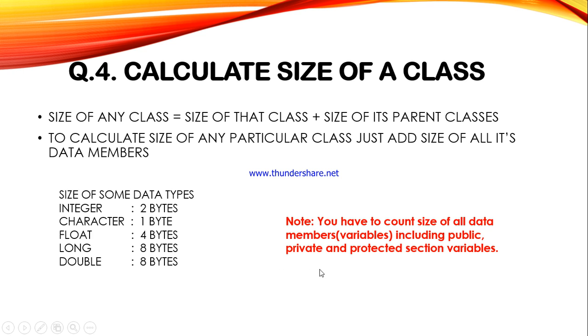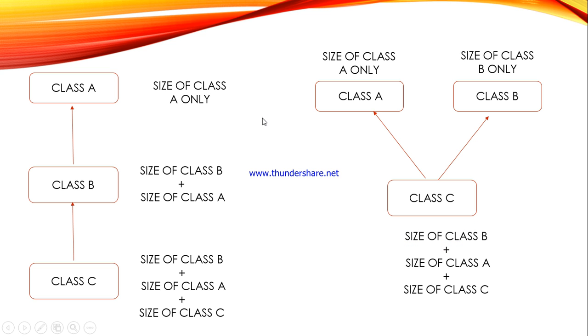Note, you have to count the size of all data members, including public, private, and protected section variables. Some students forget to count the private section variables in calculating the size of a class, but you have to remember that private section variables should also be counted in its parent as well as in its subclass, all the classes. So I am showing you how to count the size of a class by means of diagrams.